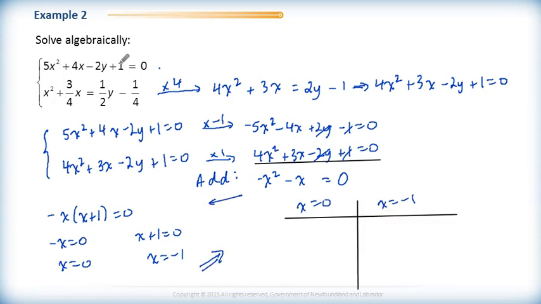Now it's clearly a lot easier to go back to equation 1 to determine our y values. So I'll put in x equals 0 there. 5 times 0 squared plus 4 times 0 minus 2y plus 1 equals 0. Let's move that middle line over a little bit. There we go. And that gives us minus 2y plus 1 equals 0. Switching that around, I get negative 2y equals -1, so y equals positive 1/2.